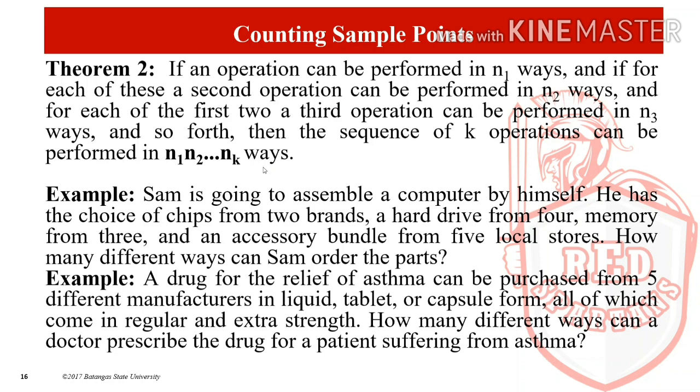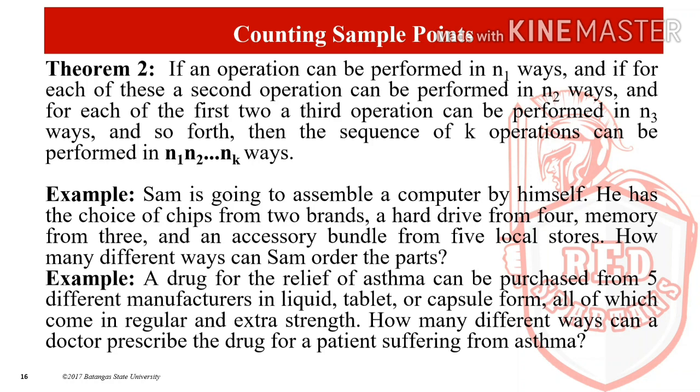Example, so Sam is going to assemble a computer by himself. So he has the choice of chips from 2 brands, a hard drive from 4, memory from 3, and an accessory bundle from 5 local stores. So how many different ways can Sam order the parts?